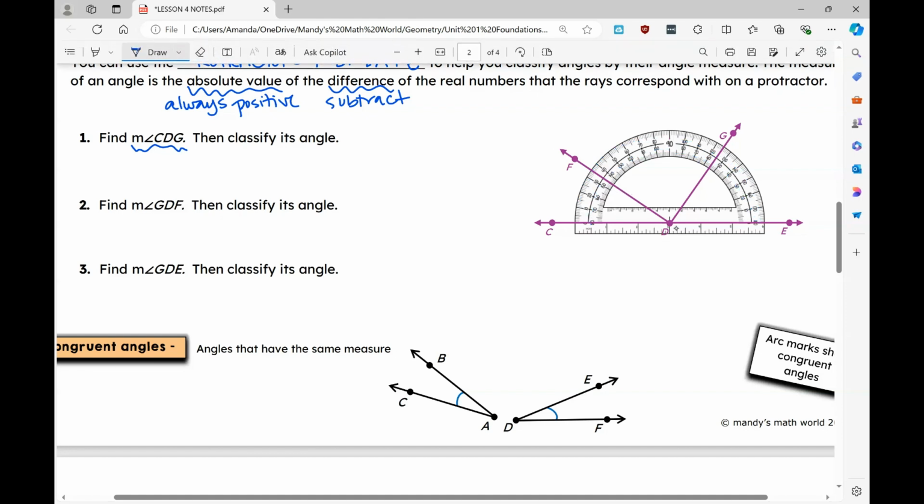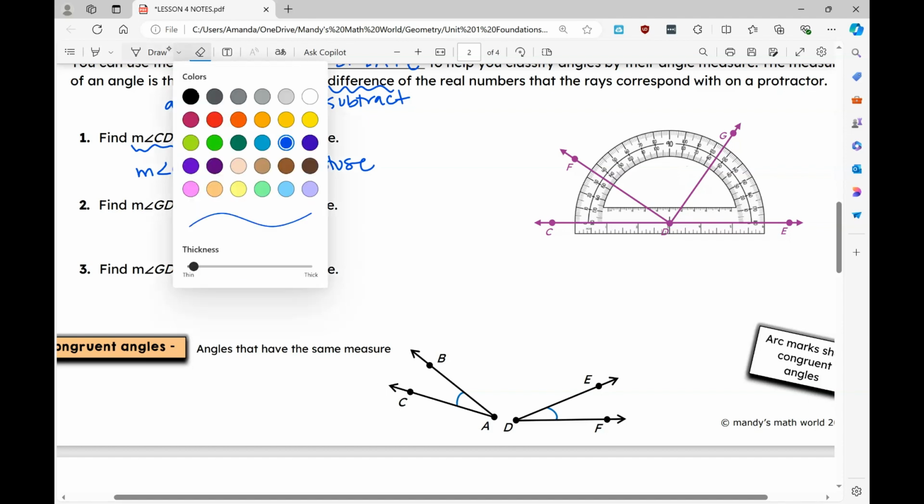Well, if I'm starting with that ray to the left, 0 is my outside number, so I'm going to use the outside numbers. And notice ray DG goes between 120 and 130. It's actually at 125 degrees. So that's what that is. The measure of angle CDG is 125 degrees. Because it's greater than 90 degrees, it's an obtuse angle. Let's move on to the next one.